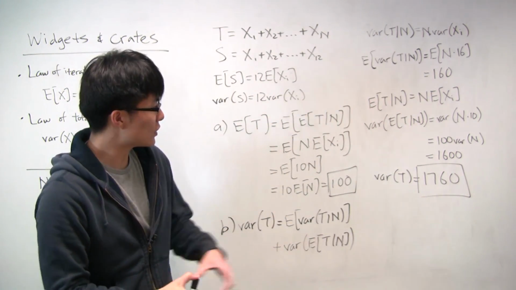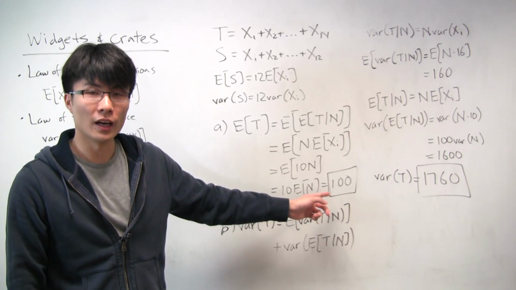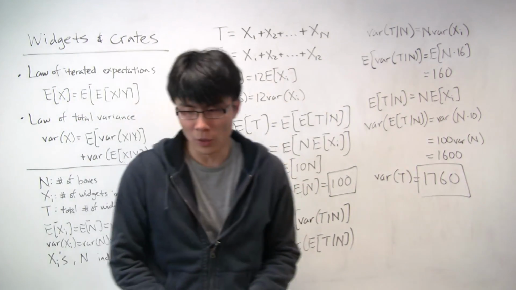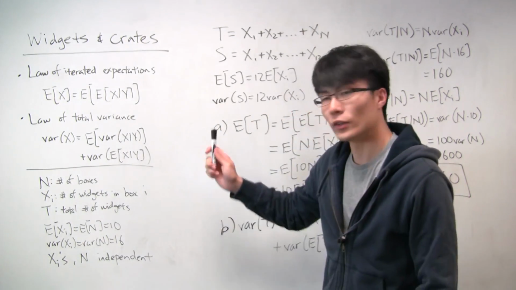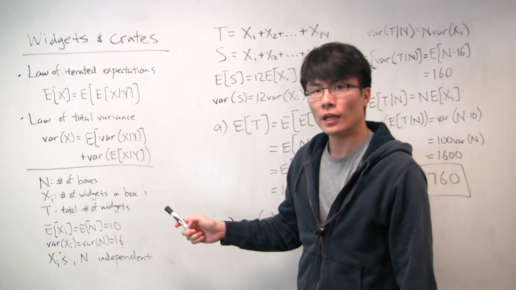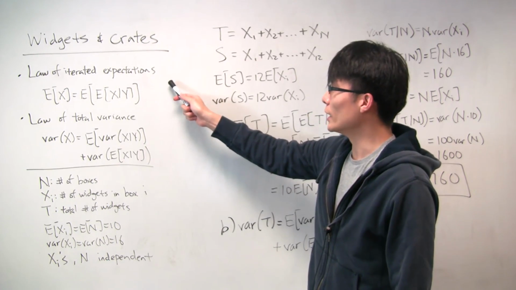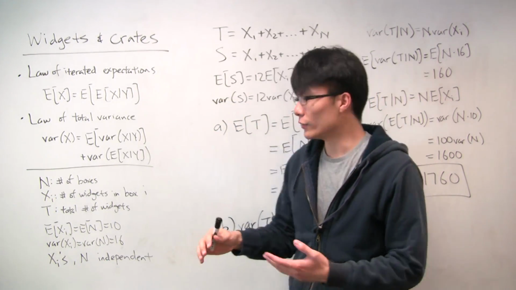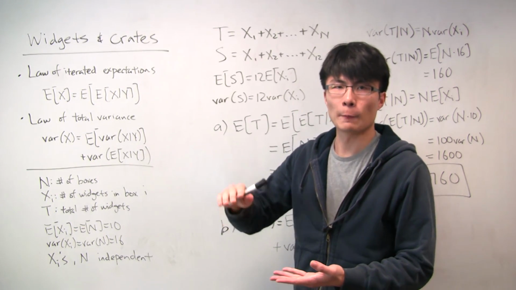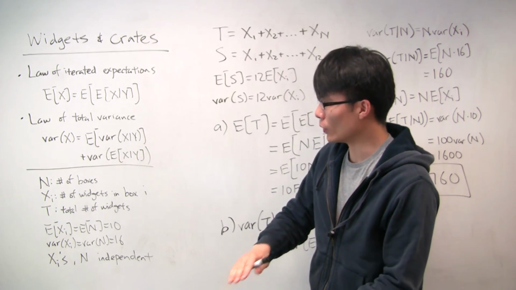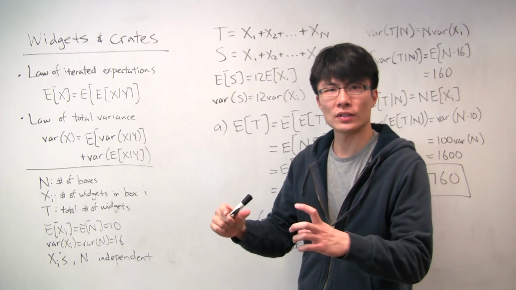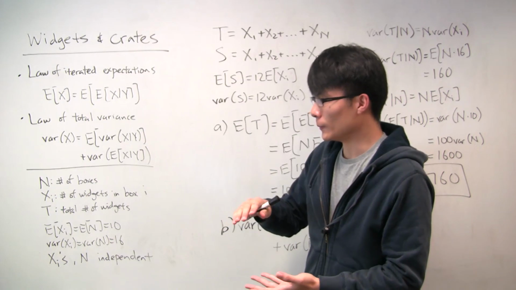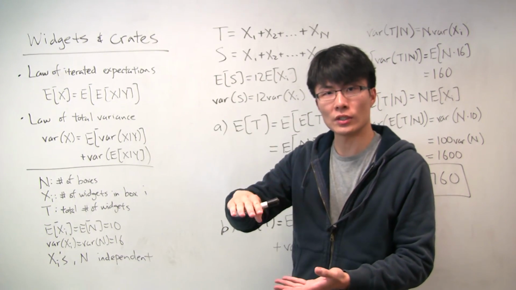OK. And this is not as obvious as the expectation, where you could have just guessed that it was equal to 100. So again, this was just another example of using conditioning and the laws of total variance and iterated expectations in order to help you solve a problem. And in this case, you could see that there is a hierarchy where you start with widgets. Widgets are contained in boxes, and then crates contain some number of boxes. And so it's easy to just condition and do it level by level.